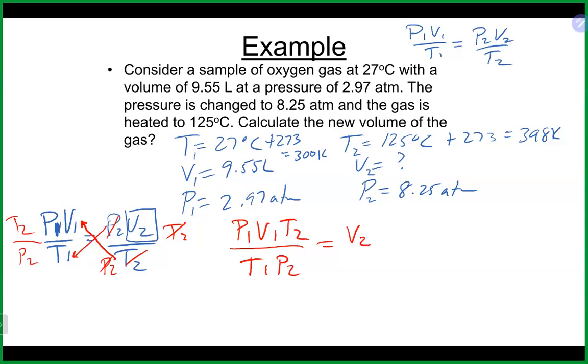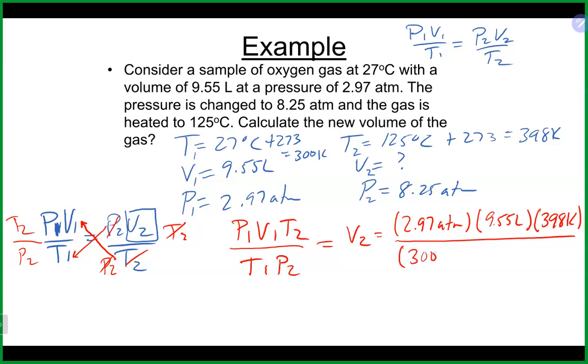Any questions on that? So also really important, now that we have it rearranged, we put everybody in the correct spot. So we're going to go with our P1, which is 2.97 atmospheres, our V1, which is 9.55 liters, our T2 should go up on top, which is our 398, divided by our T1 that should go on the bottom, which is 300 Kelvin, and our P2, which is 8.25 atmospheres. The atmospheres will cancel, the Kelvins will cancel. That's going to leave us liters up on top, which is good because that's a volume.